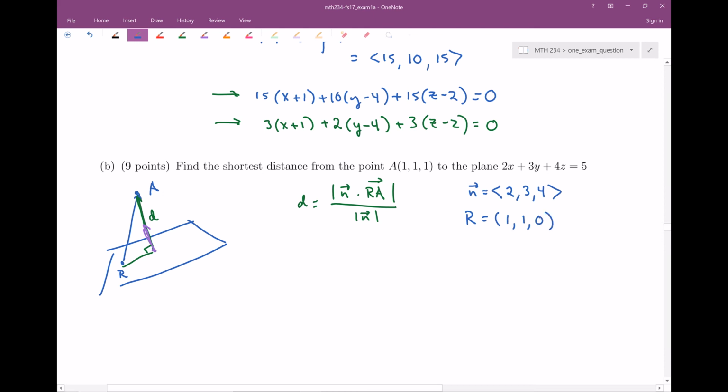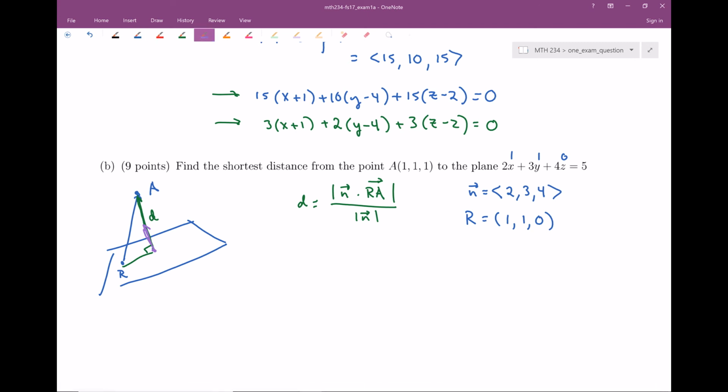The way that you check that this is an actual point on the plane is you plug in 1 for x, 1 for y, 0 for z. When you do that, you get 2 plus 3 plus 0, and you ask yourself, does that equal 5? If the answer is yes, then that point lives on the plane. So this is a point that lives on the plane.